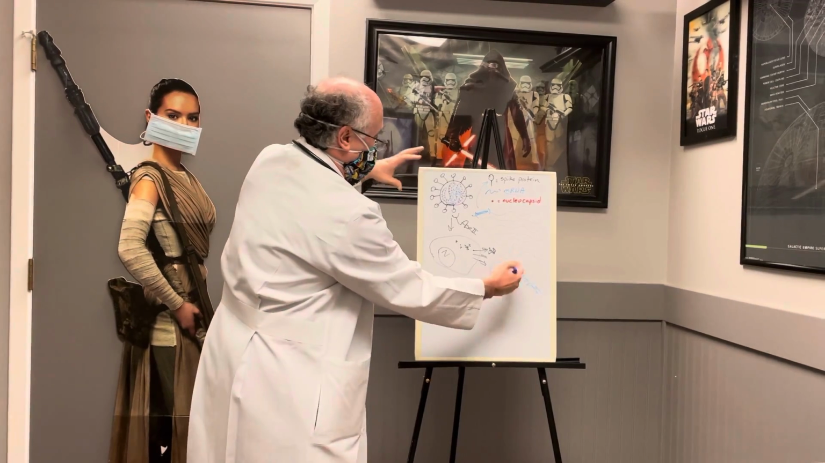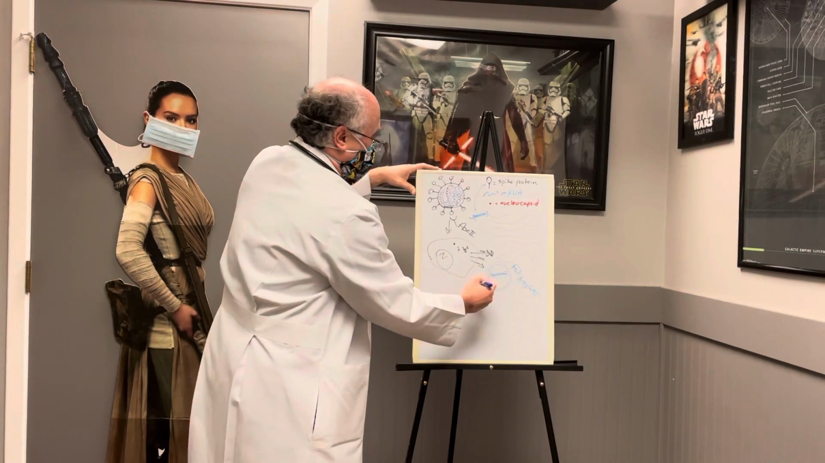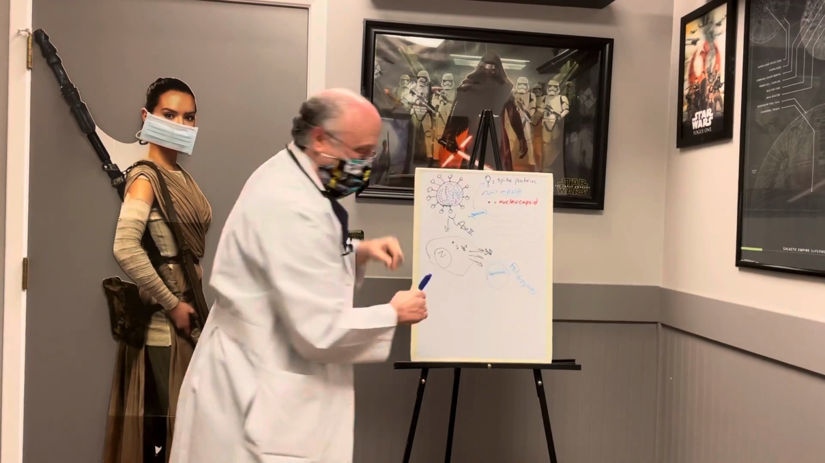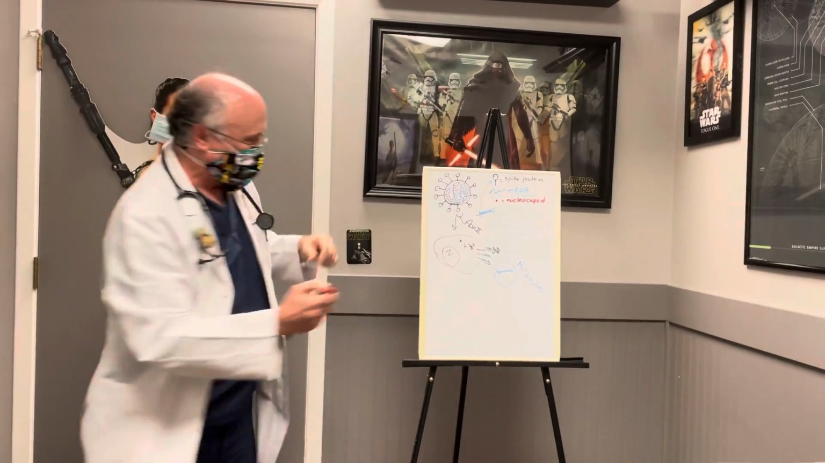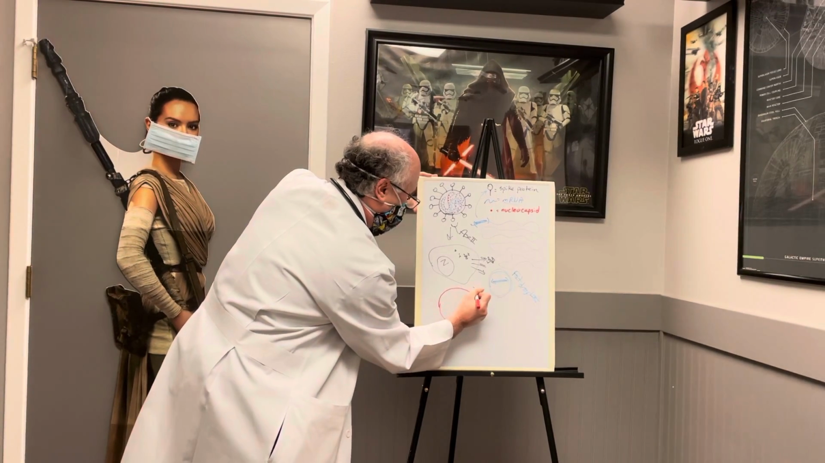So the vaccine then gets injected, and your immune cells come and they ingest this whole little piece of RNA. So here, let me just draw a different color. So here's one of your immune cells.